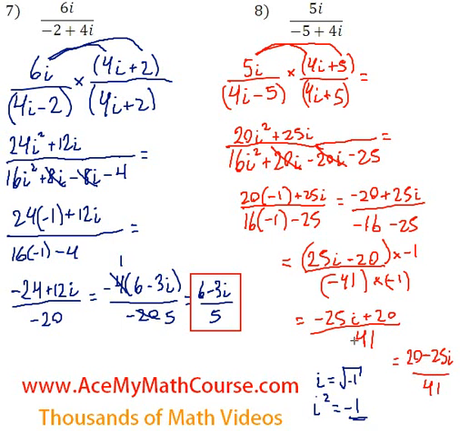But obviously, this would be a good enough answer anyways, just as good as positive 20 minus 25i over 41. So it's really up to you, because of course they're equivalent, and we're done.